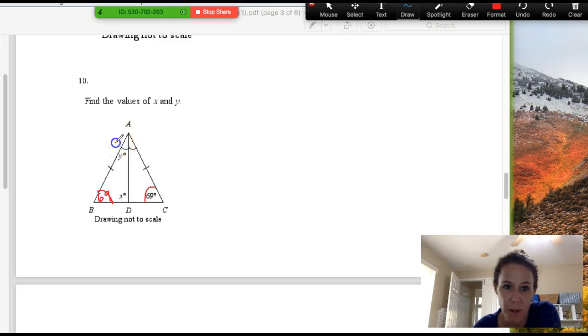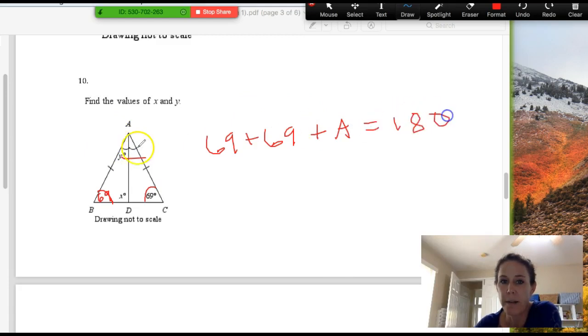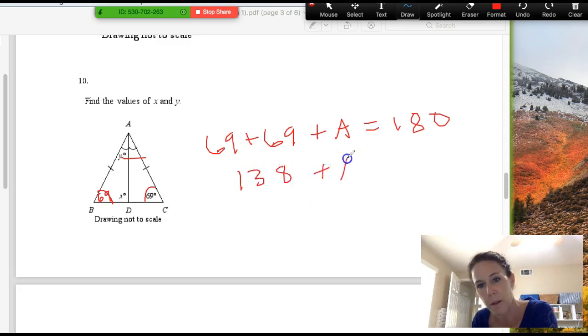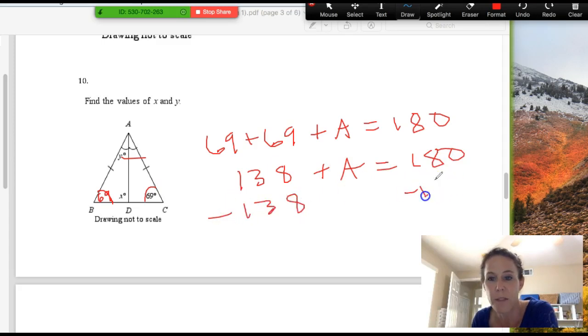Now this helps me figure out this whole angle. And the beauty of figuring that out is I can cut it in half because I see that these are congruent. So once I figure this out, I can cut it in half and figure that out. So if we do 69 plus 69 plus angle A, that needs to equal 180 for the big triangle. So if we add 69 and 69, we're going to get 138. And then we know that's equal to 180 and subtract 138 from both sides to figure out angle A.